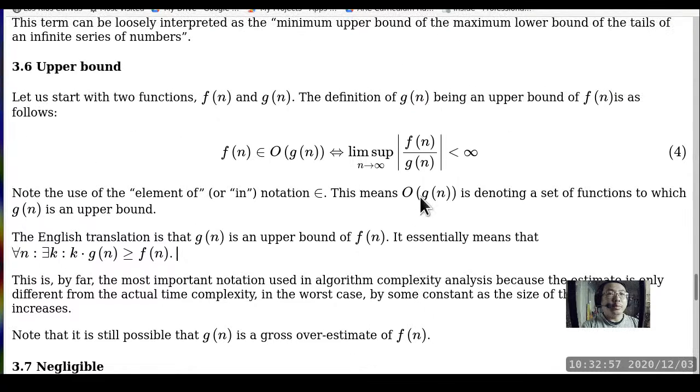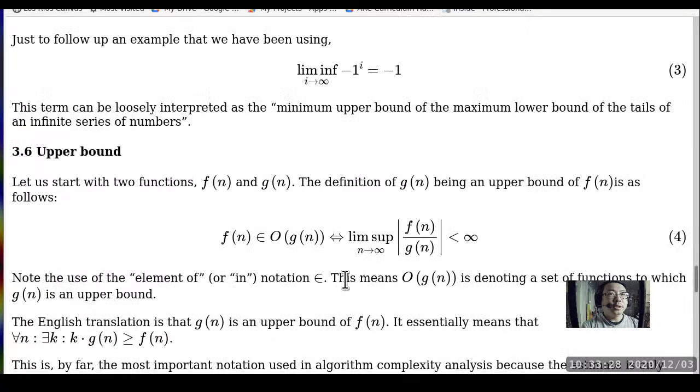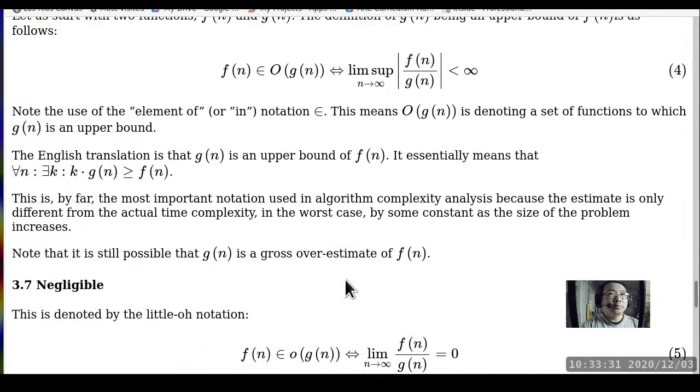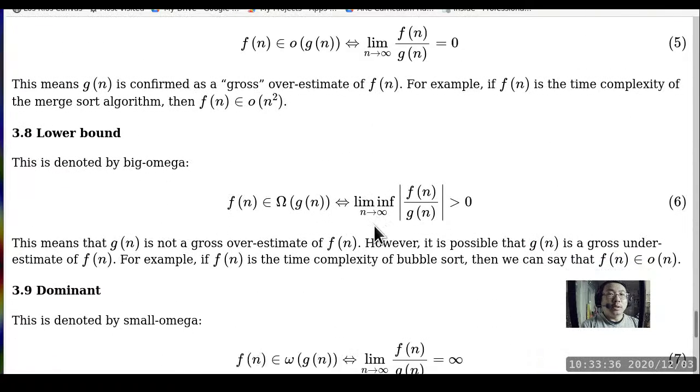But you can also see how negligible is really a special case of an upper bound. So if I say G is an upper bound of F, it is a superset of saying that F is negligible relative to G. In other words, G is a gross overestimate of F. All right. So does everybody understand why negligible is a quote unquote subset of upper bound? Yes. Okay, excellent.